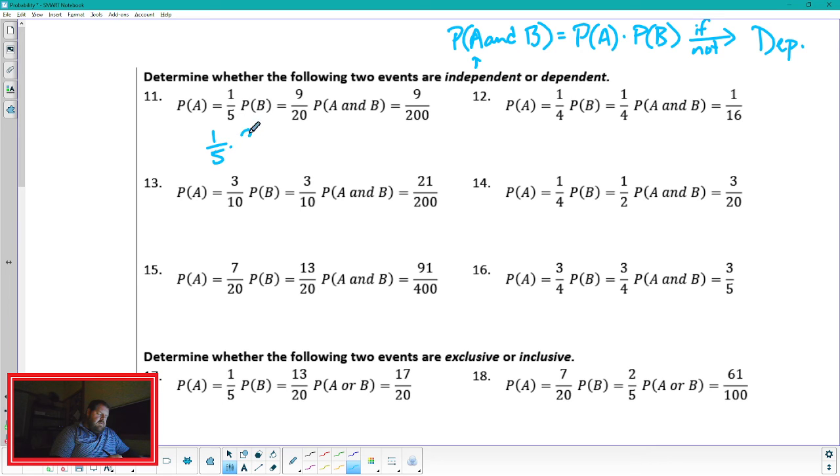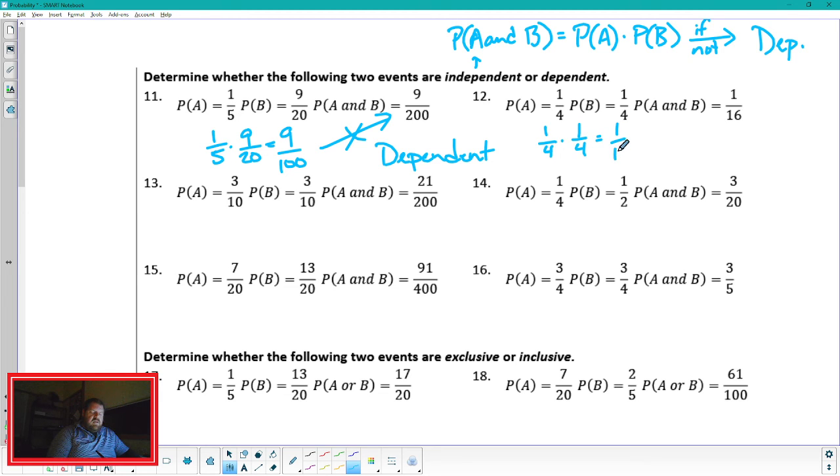1 out of 5 times 9 out of 20. 1 times 9 is 9. 5 times 20 is 100. That does not equal that. So they are dependent. Probably not going to do all these. I just want to do a couple to get a good idea and keep the video length down a little bit. The next one, I have 1/4 times 1/4, which equals 1/16, which is what it said it was. So they are independent.